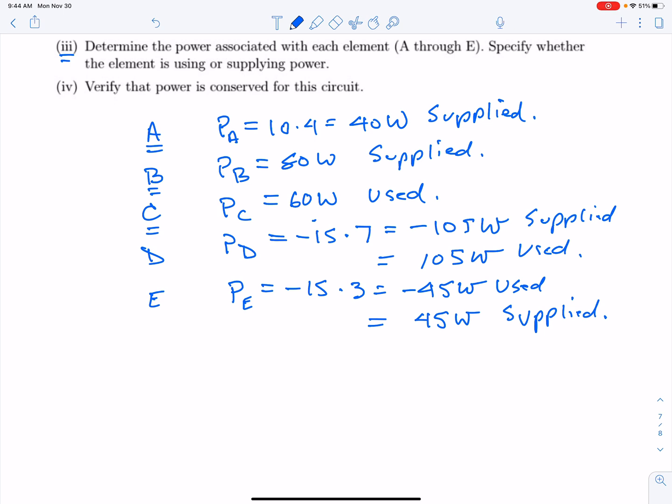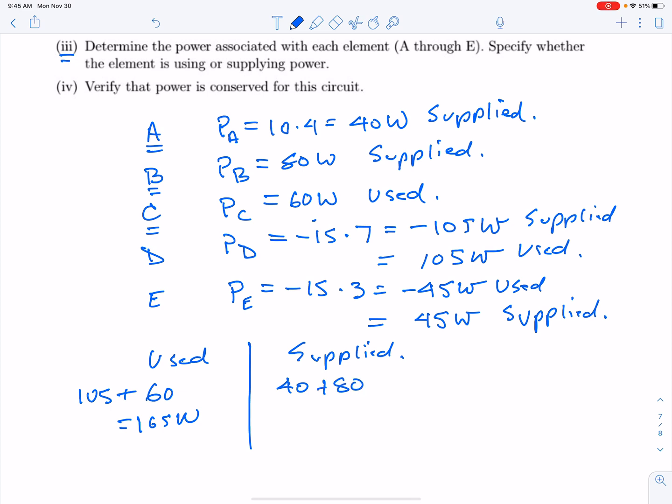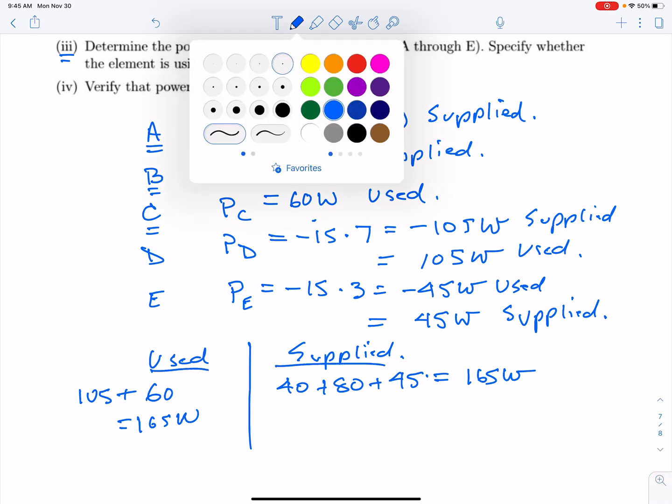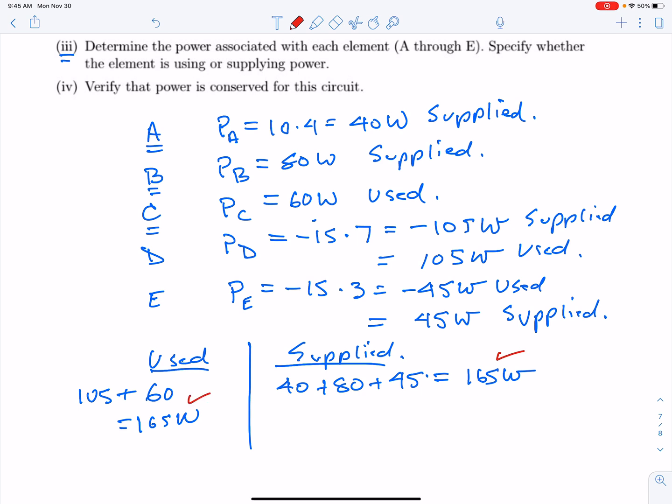Next, we need to look at what is used and what is supplied. We had 60 watts used and 105 watts used, which is 165 watts. Now we'll look at the supply side. We have 40 watts supplied plus 80 watts supplied plus 45 watts supplied. Add those up and you get 165 watts. So the power supplied is equal to the power used. That's what I'm looking for when I ask you to verify that power is conserved for the circuit.